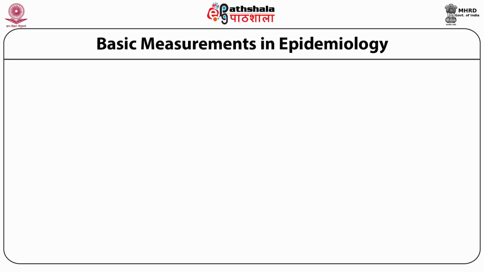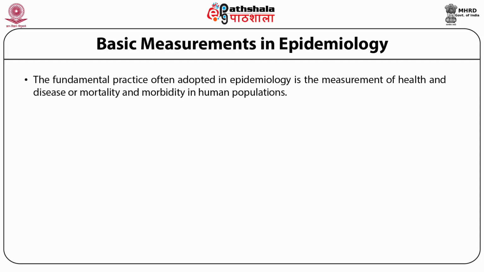Basic measurements in epidemiology. Now, the basic fundamental practice often adopted in epidemiology is the measurement of health and disease or mortality and morbidity in human populations. There are various measurements that are frequently used by epidemiologists, and these include the measurements of mortality, morbidity, disability, natality, measurement of medical needs, healthcare facilities, utilization of health services, and other health-related events.